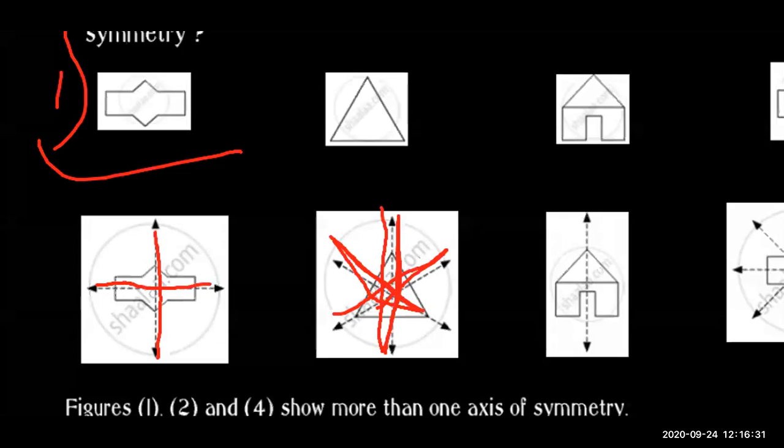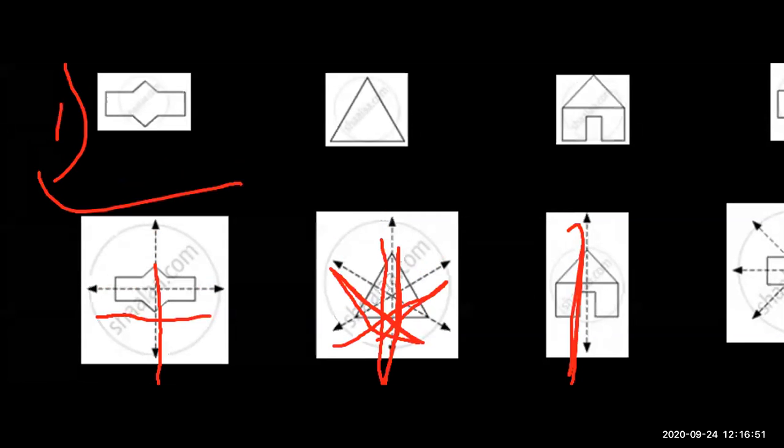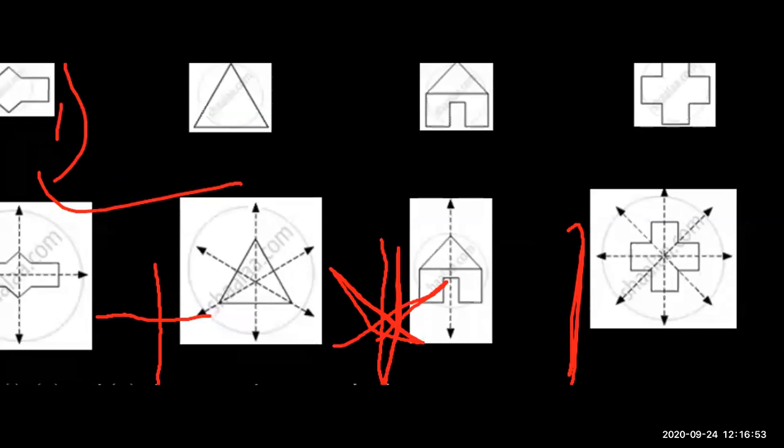Now if we see the next figure, that is a figure of a house. Now if I take the figure of the house, it is going to be divided into only one part. Into how many parts? Into one part only. So how many axes is it showing? It is showing only one axis. It is showing one axis only.